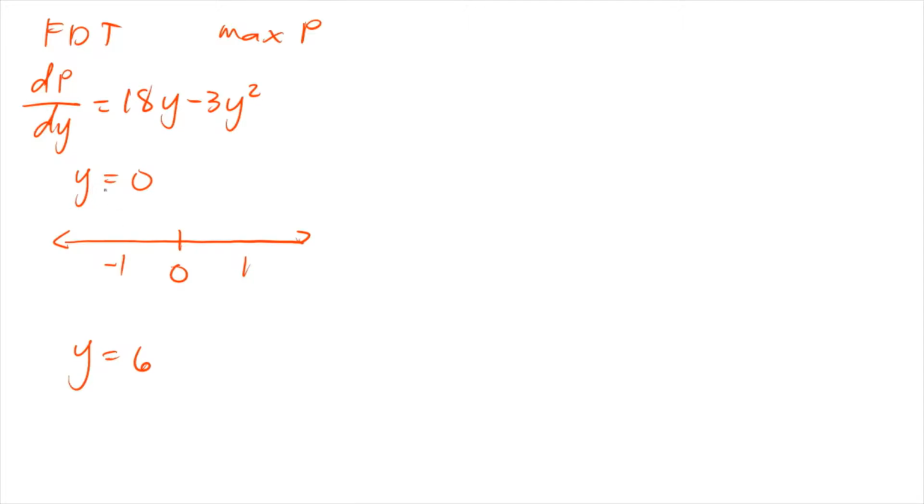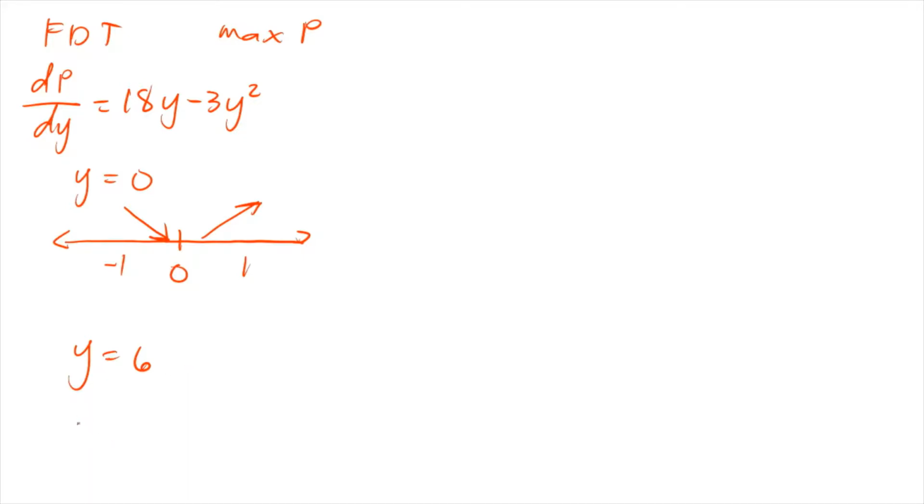Now if we plug in -1, we get a negative value. Therefore it's a negative slope. The function is decreasing, right? If we plug in +1, we get a positive value. The slope is positive, therefore the function is increasing, right? If this is the case, then we have a minimum at y equals 0.